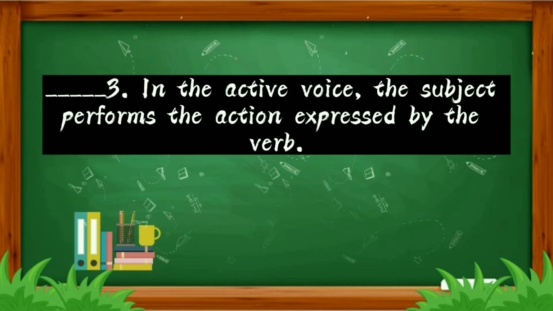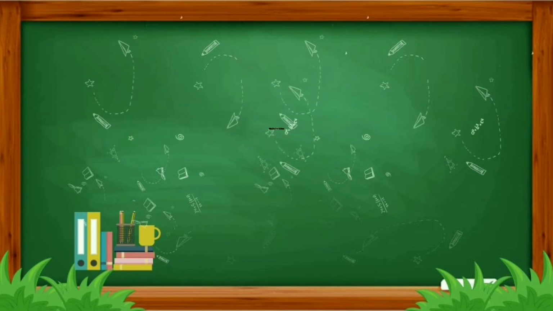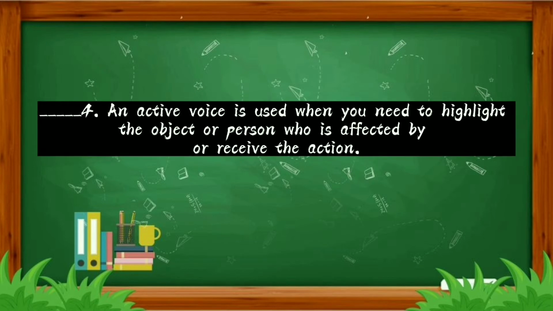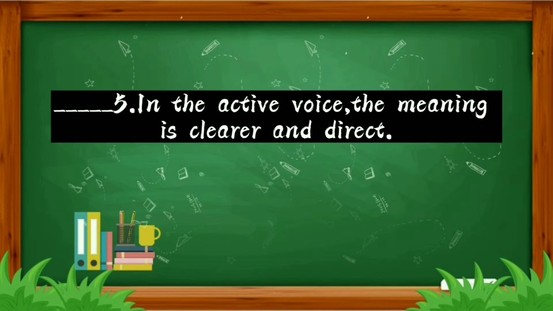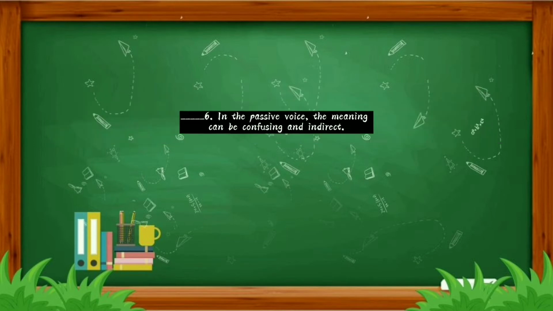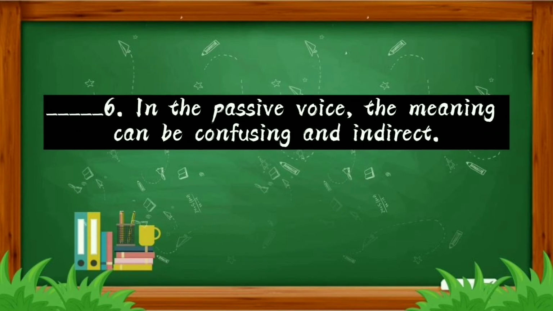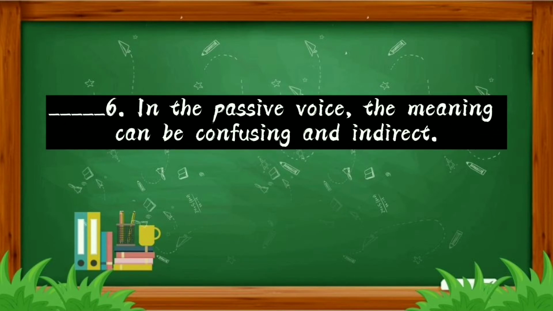Number 3. In the active voice, the subject performs the action expressed by the verb. Number 4. An active voice is used when you need to highlight the object or person who is affected by or received the action. Number 5. In the active voice, the meaning is clearer and direct. Number 6. In the passive voice, the meaning can be confusing and indirect.